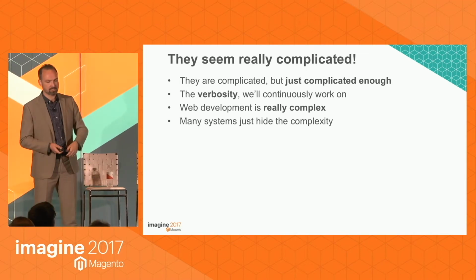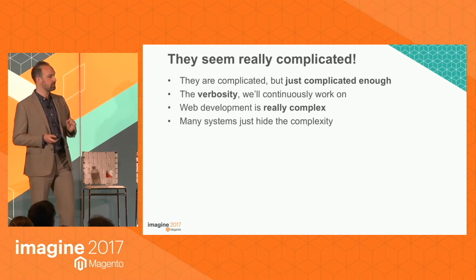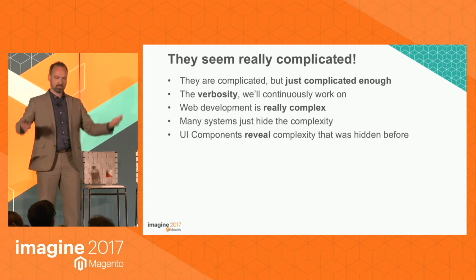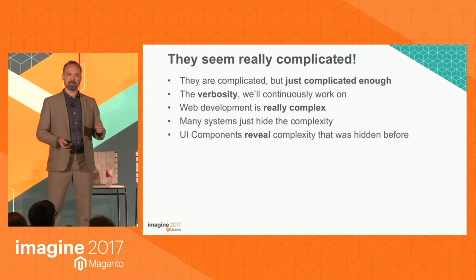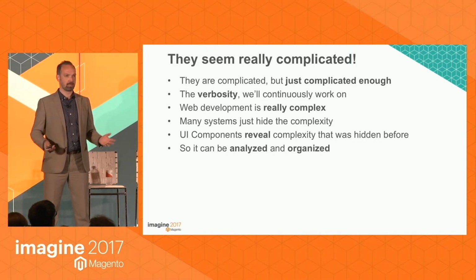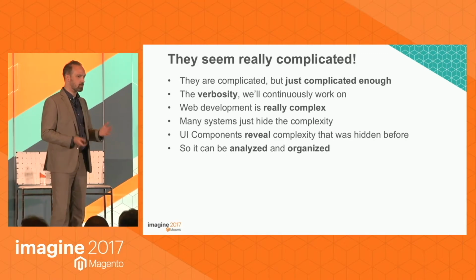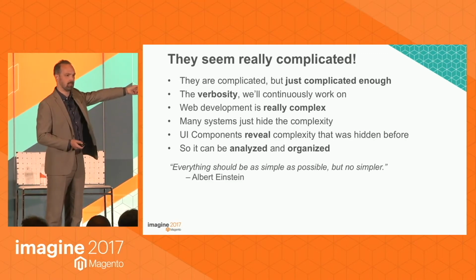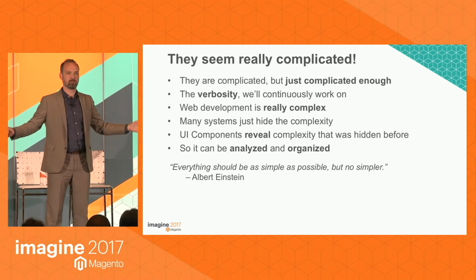UI components were written as a response to this hidden or unacknowledged complexity. So they are designed initially to reveal and surface the complexity that was hidden before. And once it's revealed, that complexity can be analyzed and organized. And I know no one likes dealing with complexity. Smart people alike, this is like Einstein said this. Einstein said everything should be as simple as possible, but no simpler.